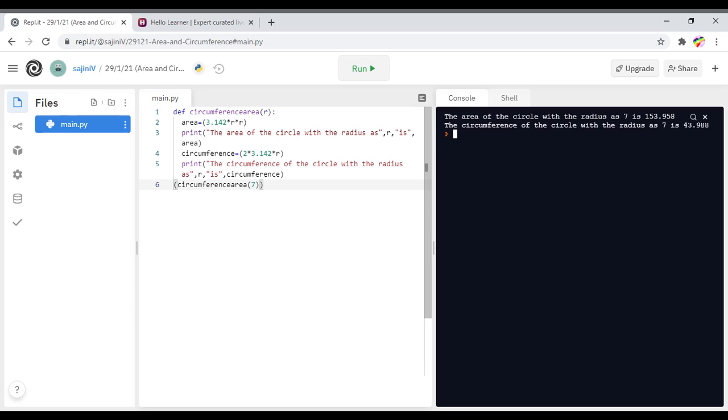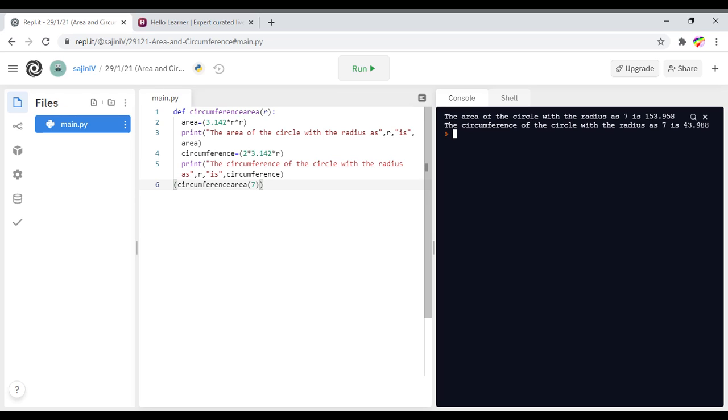I have asked Python to print saying the area of the circle with the radius, as I've asked it to print the radius 7, is area. So what is the area? 153.958 as it calculates. Then for the circumference, I've asked it to print the circumference of the circle with the radius as the radius, which is 7, is the circumference, which is 43.988.